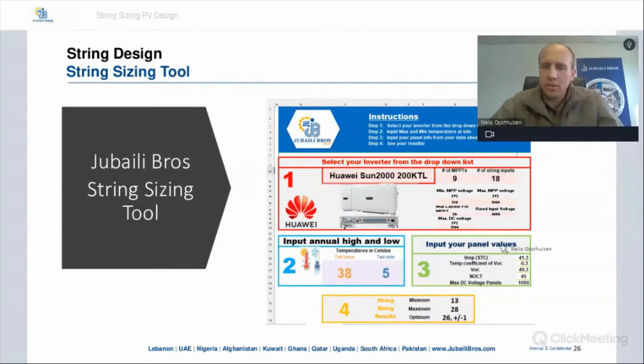Then your third input is your panel values. You would choose your PV module if you've got existing PV stock or you're planning to procure PV. Just make use of the data sheet, insert the values for VM peak, temperature coefficient, open circuit voltage, your NOCT ratings, and your maximum DC voltage on the panels. Once you've done these first 1, 2, and 3 inputs, step number 4 would give you your string results. It would tell you that on your string, your minimum modules should be 13, your maximum modules should be 28, and for optimum, it should be 26 plus minus 1. So number 4 is all dependent on the information that you've inserted in the first 3 steps.